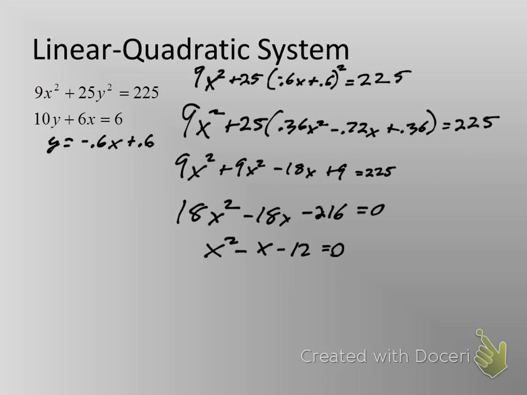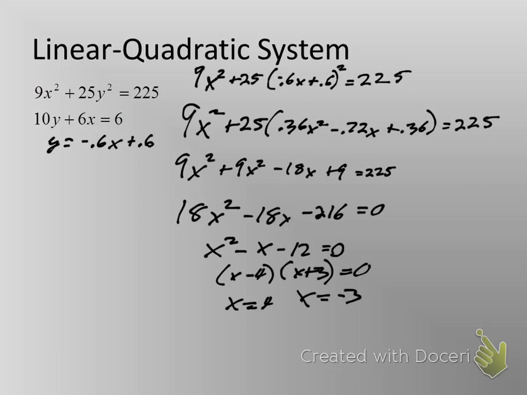And that guy factors: x minus 4, x plus 3. Swing them to the other side. x equals 4, x equals negative 3. So that's the solve, solving the system for your x's.